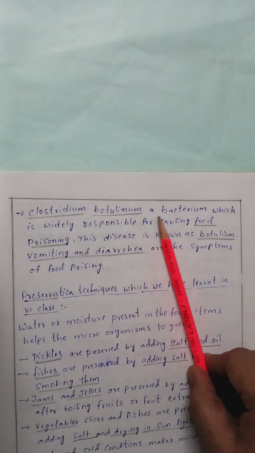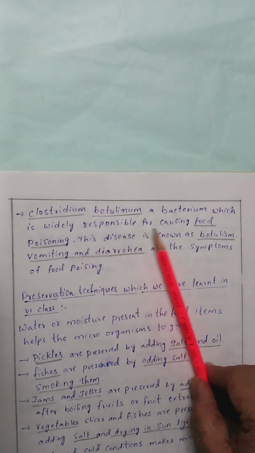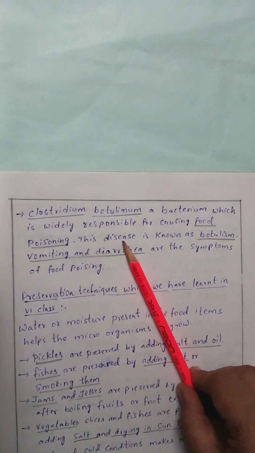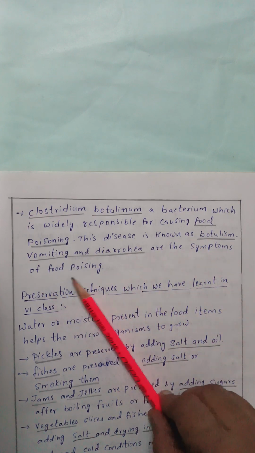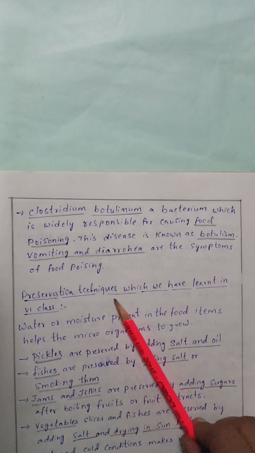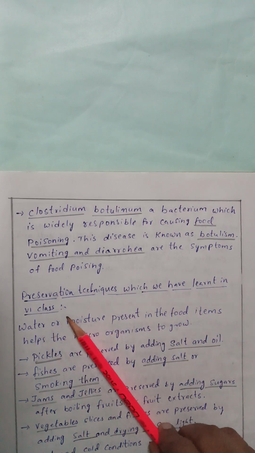Clostridium botulinum, a bacterium which is widely responsible for causing food poisoning. This disease is known as botulism. Vomiting and diarrhea are the symptoms of food poisoning. Preservation techniques which we have learnt in 6th class.